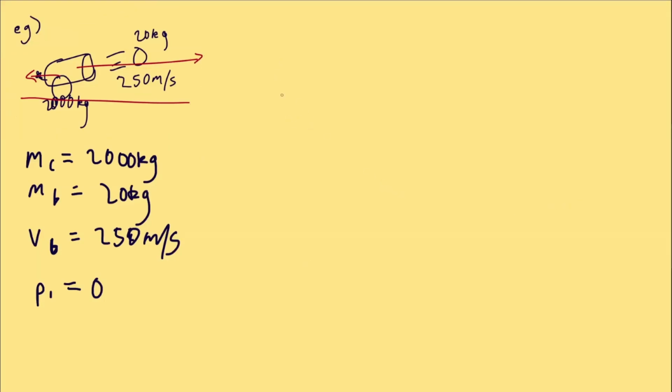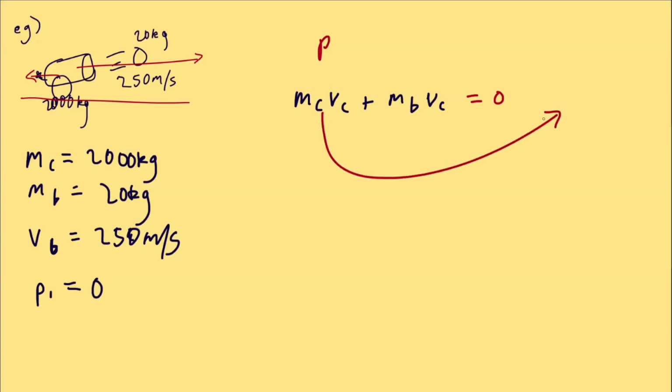Let's solve. So we know that the total momentum inside this system is the momentum of the cannon plus the momentum of the ball. And initially, it's equal to 0. Now, what are we looking for? We're looking for the cannon's recoil velocity, right? And that's this value right here. So let's move this to its own side.